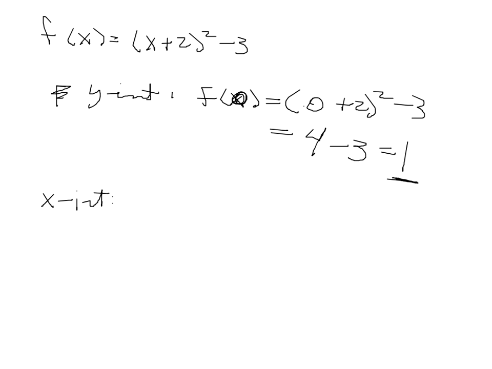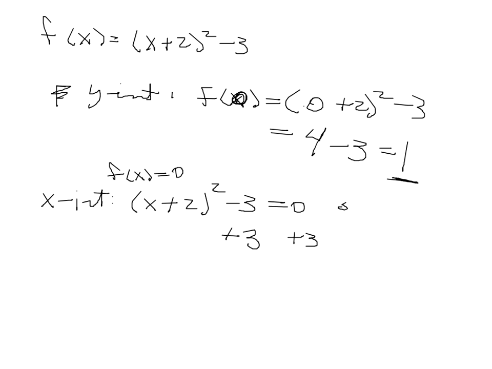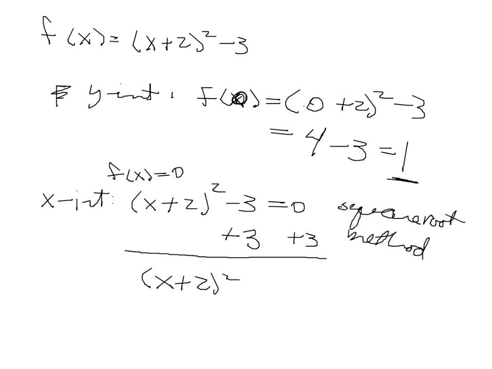And now for our x-intercept, we always let f(x) equal 0, and then solve for x. So here we have (x + 2)² − 3 = 0. So I'm going to use the square root method. I start off by adding the 3 to both sides. So I get (x + 2)² = 3. Now I take the square root of both sides.